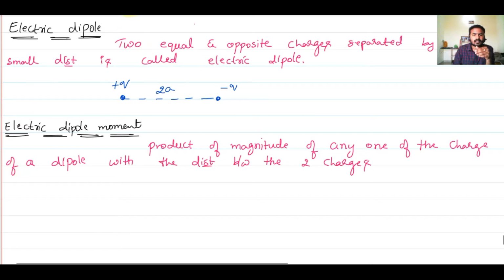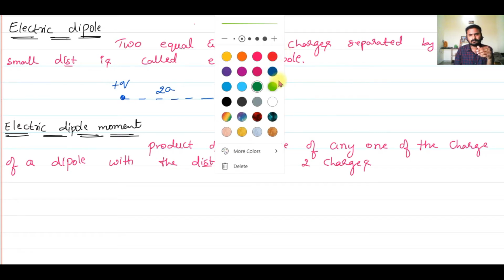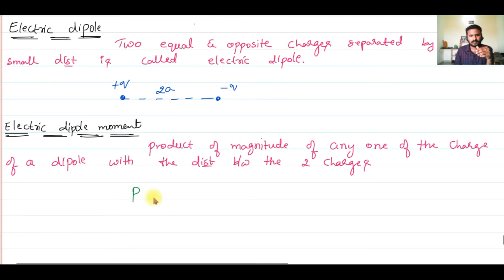So the electric dipole moment is represented by P, and that is nothing but the product of the magnitude of any one of the charges. Magnitude means you should consider only the positive value of that. So though you have a negative charge, we consider only the magnitude of that, with the distance between these two charges. The distance between the two charges is what? 2a, right? So this is your electric dipole moment of an electric dipole.